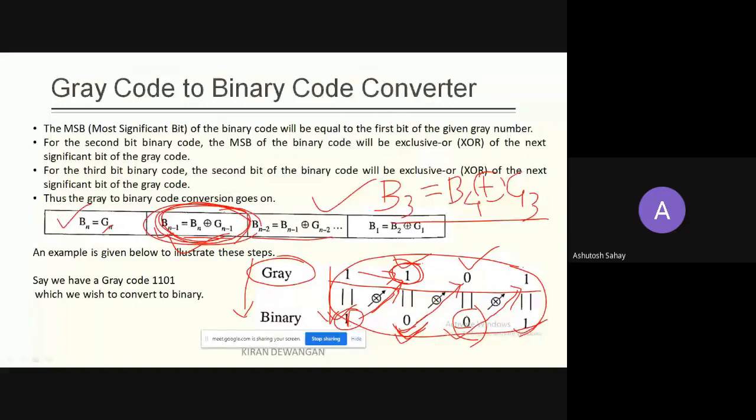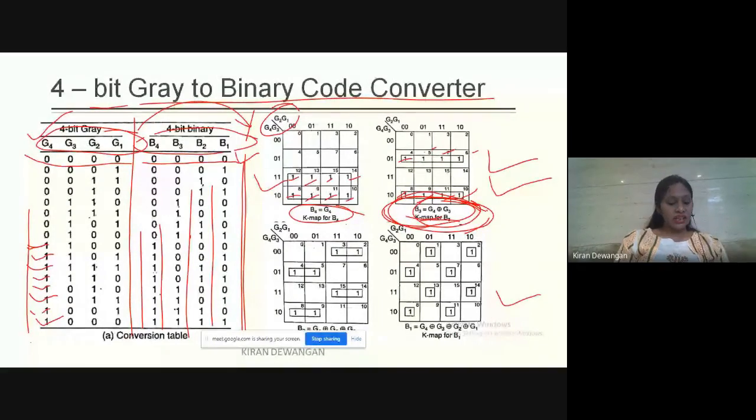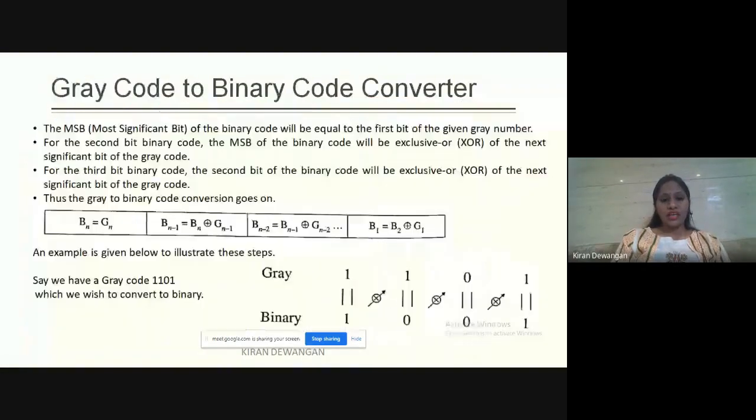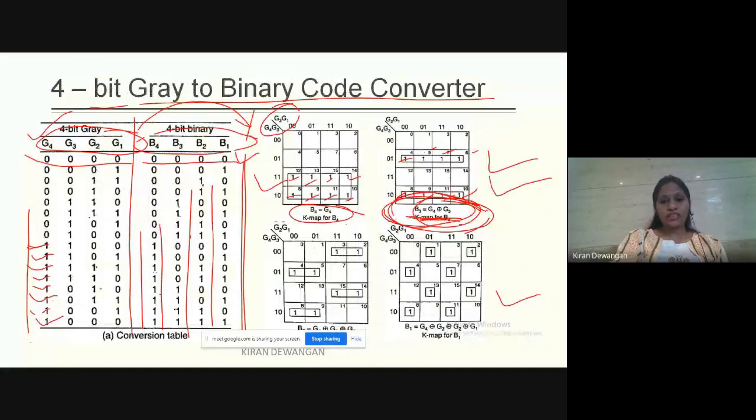Yes? Ma'am, B4 is equal to G4. Yes, correct. Both B4 and G4 are the same. So that is the only explanation. Don't get confused with that. B4 and G4 are the same and it will always be the same. In the formula, it is actually B4 XOR G3. Your formula will remain this, okay? There is no doubt in the formula. And what we have got is G4 XOR G3 because our inputs are in terms of G4, G3, G2 and G1.